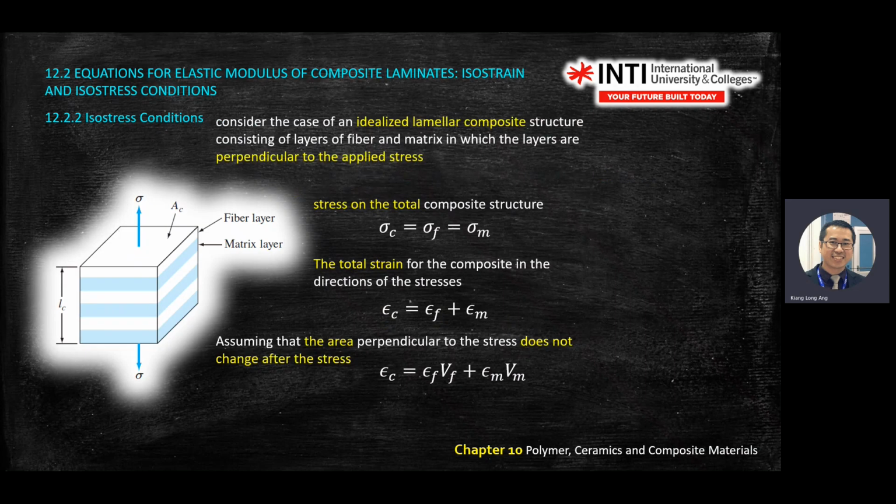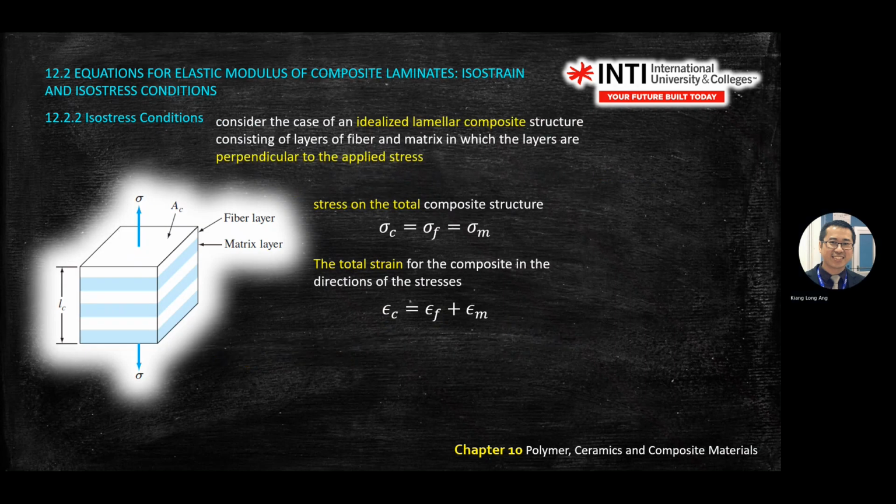Okay, so you see, if you have this orientation, isostress means the stress is perpendicular to the surface. Then fiber and matrix have different characteristics, so the deformation will be different. The total deformation of the composite will equal the deformation of fiber plus the deformation of matrix. But the stress is the same. Stress is the same in isostress.